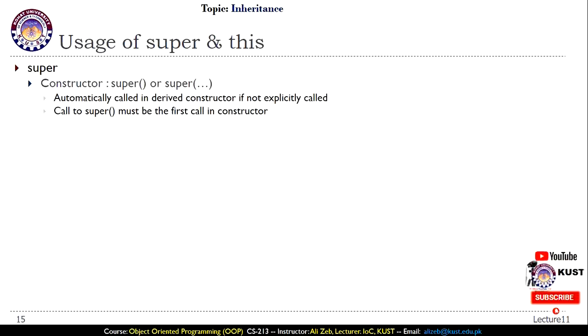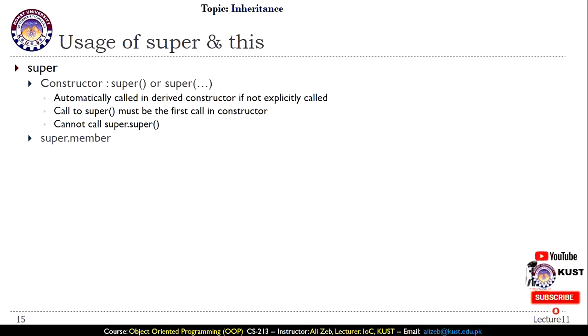We understand that the call to super must be the first call in the subclass's constructor. We cannot call the constructor of the superclass by name. We can only call the superclass constructor by using the super keyword.